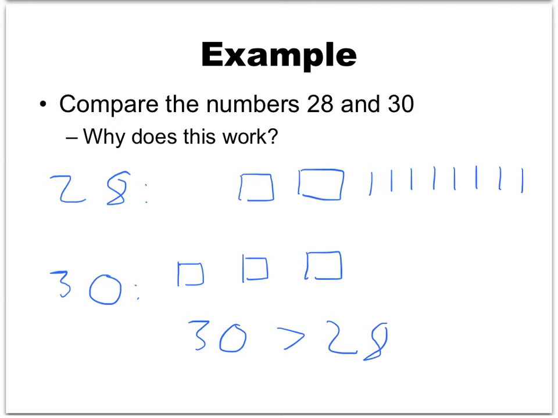30 is bigger than 28 because 30 has more bundles of 10 than does 28. Those 8 individual objects in 28 don't make up for that missing bundle of 10. So that's how we use the place value system, this big idea in mathematics, to explain why that method for comparing numbers works.